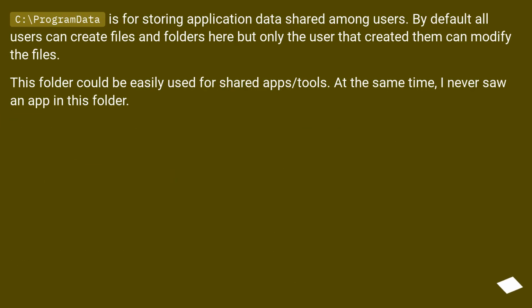C:/ProgramData is for storing application data shared among users. By default, all users can create files and folders here, but only the user that created them can modify the files. This folder could be easily used for shared apps/tools. At the same time, I never saw an app in this folder.